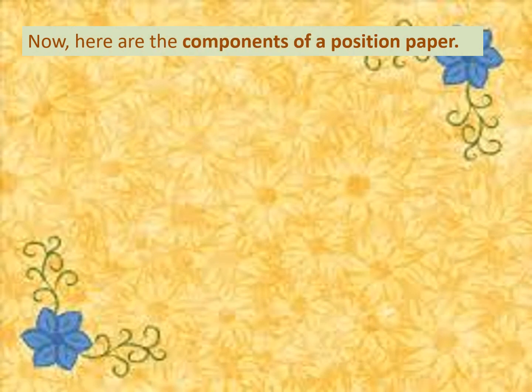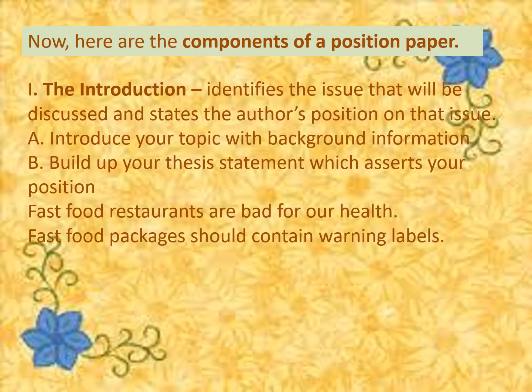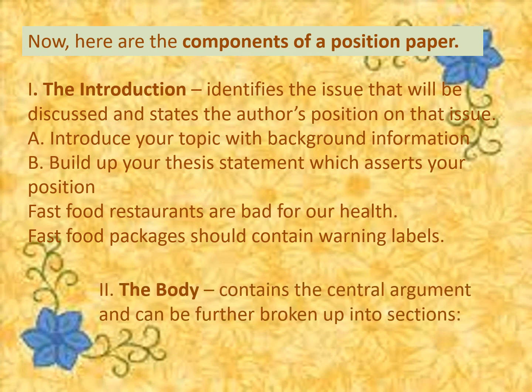Now, here are the components of a position paper. Number 1, the introduction. Identifies the issue that will be discussed and states the author's position on that issue. A. Introduce your topic with background information. B. Build up your thesis statement which asserts your position. Fast food restaurants are bad for our teeth. Fast food packages should contain warning labels.